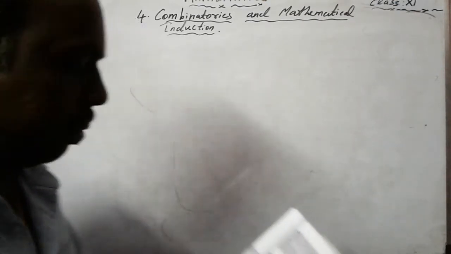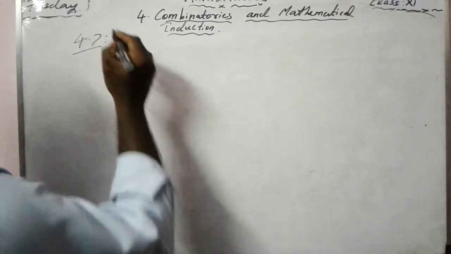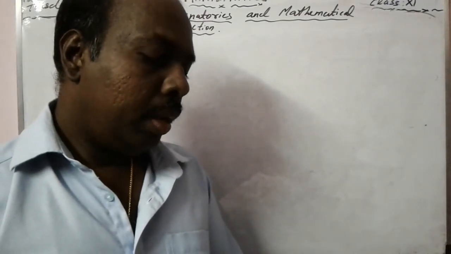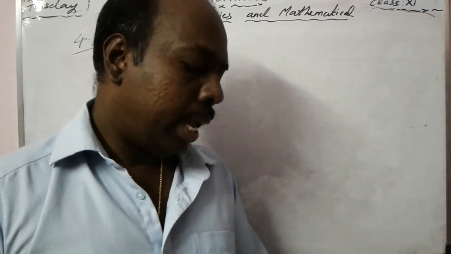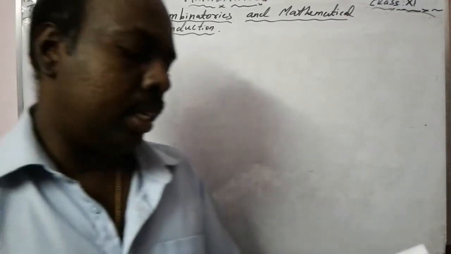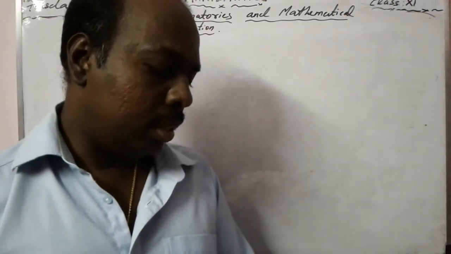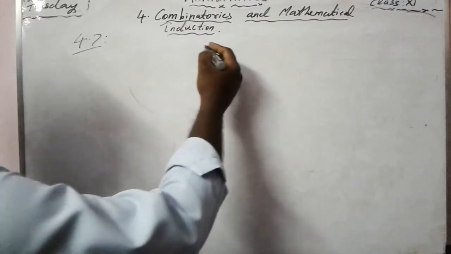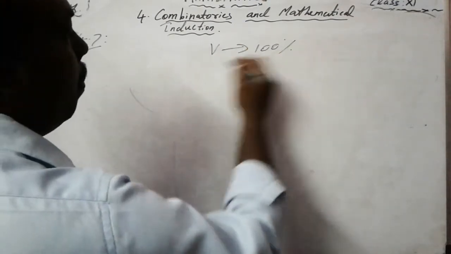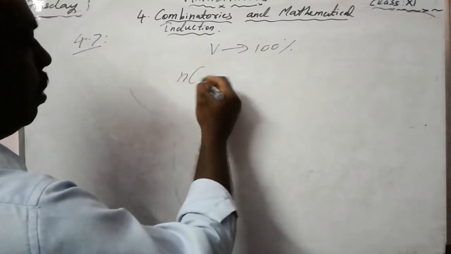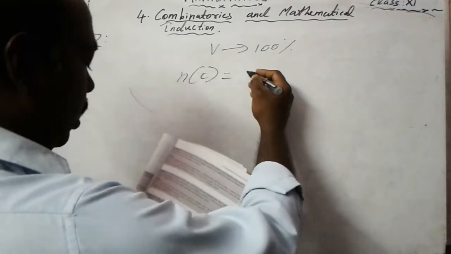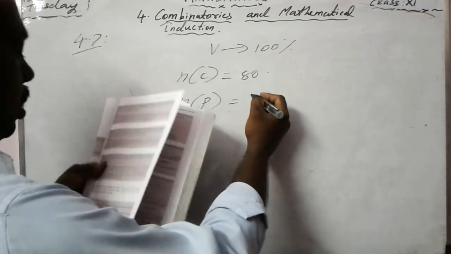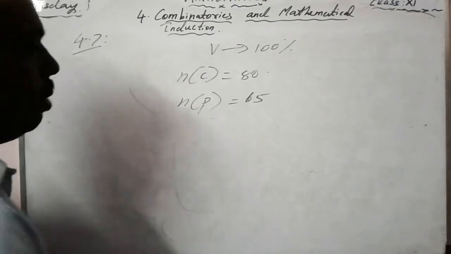The next example, 4.7. In a village, out of the total number of people, 80% own coconut groves and 65% own paddy fields. What is the minimum percentage of the people who own both? So in a village, the total is 100% of people. Coconut groves: n(C) equals 80%. Paddy field owners: n(P) equals 65%. Am I right? 65%.